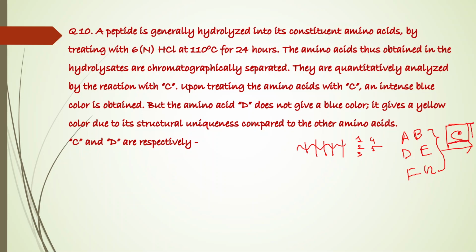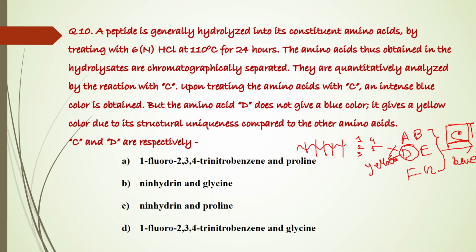Most of the amino acids are giving you blue coloration except this amino acid D. This is not giving blue coloration, instead it is giving yellow coloration. So you need to identify what is the reagent used, that is C, and what is that amino acid which was giving yellow color instead of blue. So let us look at our options. These are the 4 options.